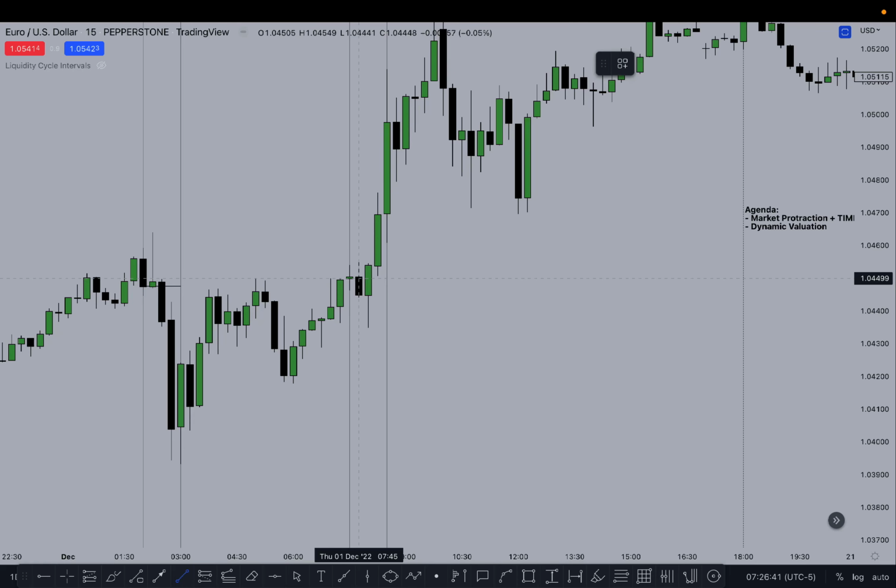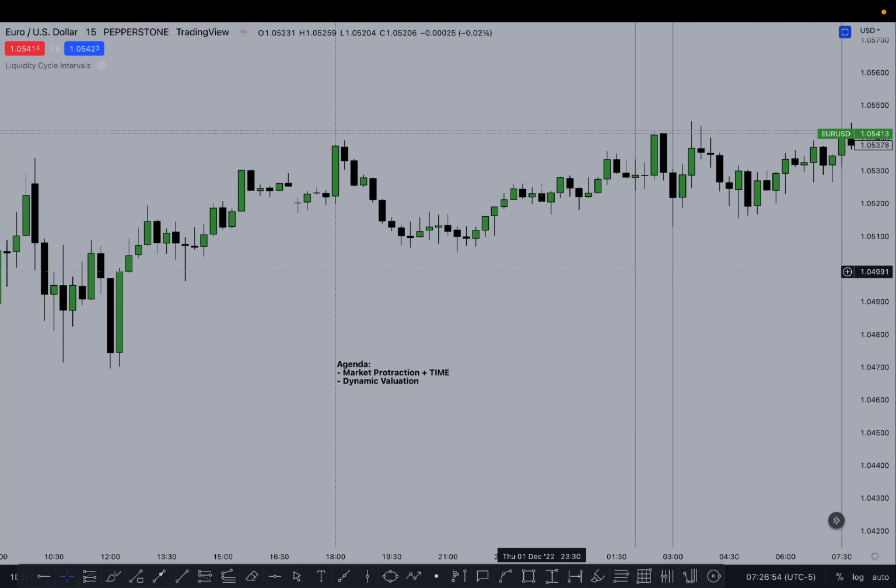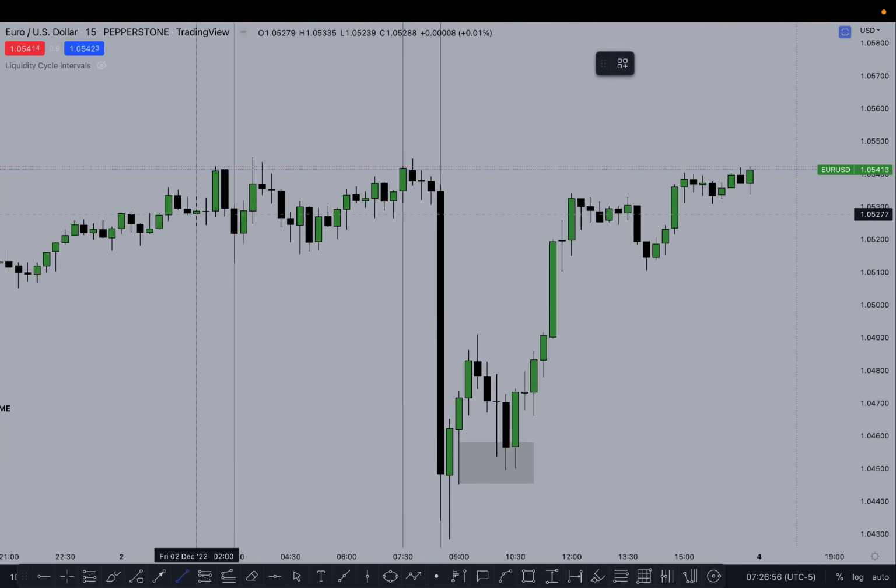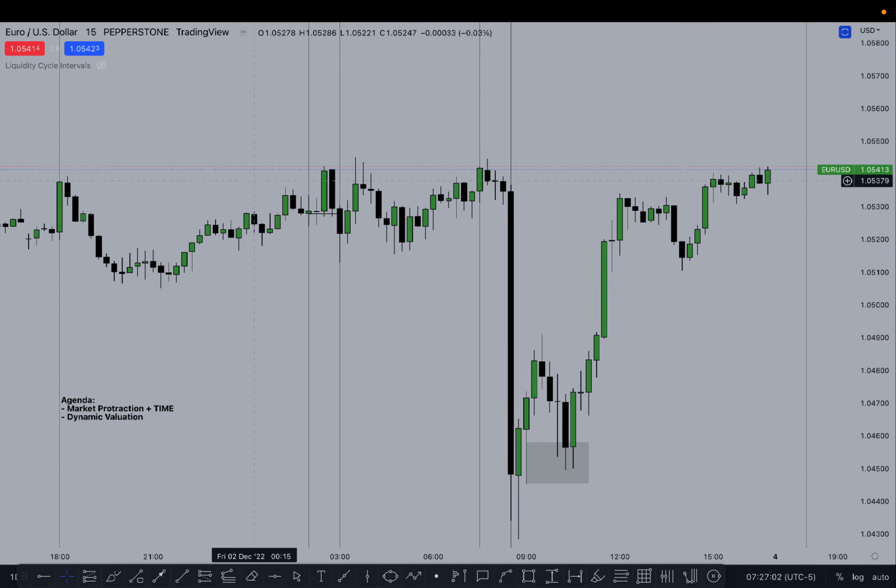This one, opening price right there. Protract lower, go into a POI inducement, fractal discount, fair value, runs up. Opening price goes up, protracts, goes into a POI, fractal discount, buy.